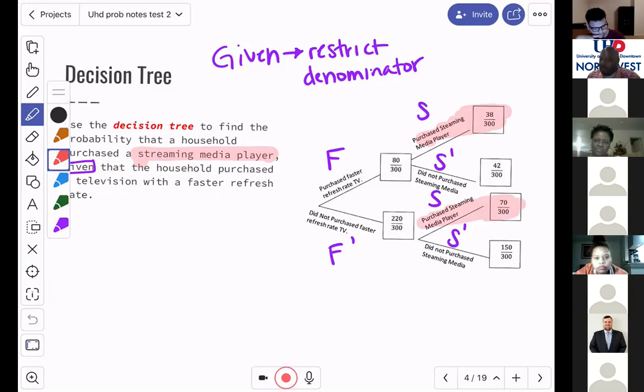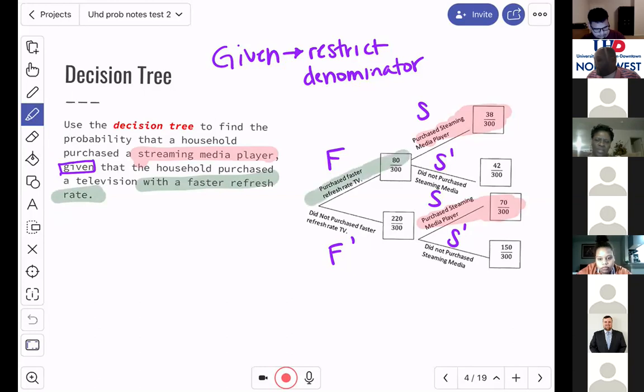Everybody got that? But my question is, do I care about everybody that purchased a streaming media player? I only care about who? The people that purchased it with a faster refresh rate. So I only care about what people then? I only care about 38. Not F prime. I only care about this branch right here. And it's these 38 people that I care about, right? Everybody understand that? Those 38 people are who I care about.